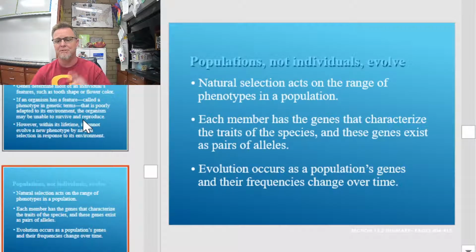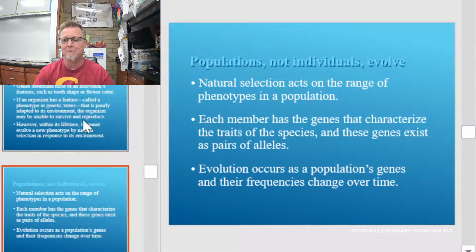Okay? Natural selection acts on a range of phenotypes in a population. And the way it acts on those phenotypes is by eliminating individuals that don't have advantageous adaptations in that population.